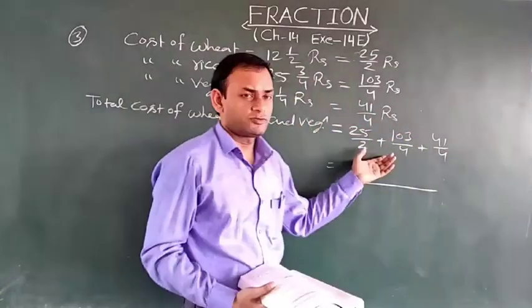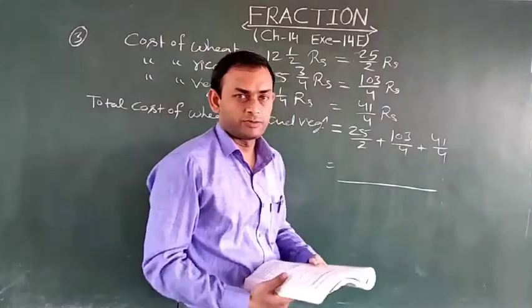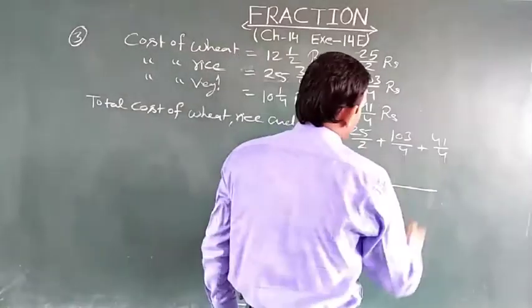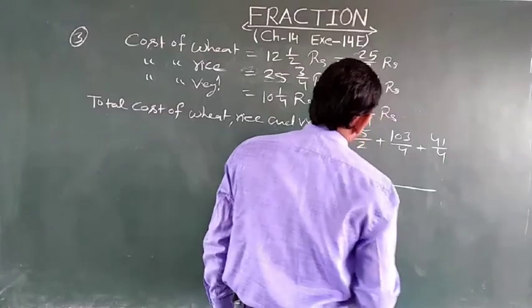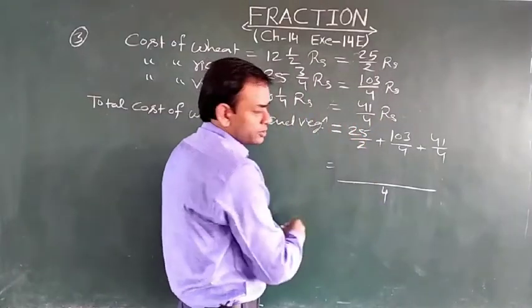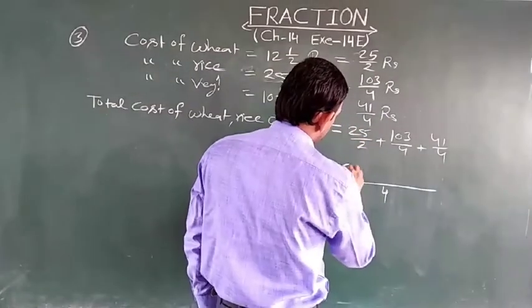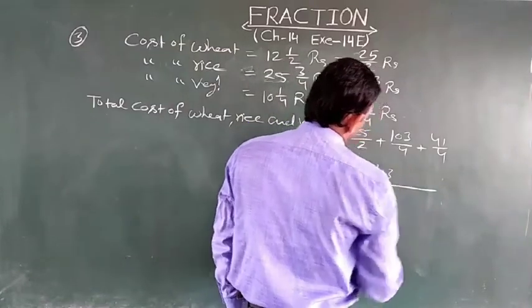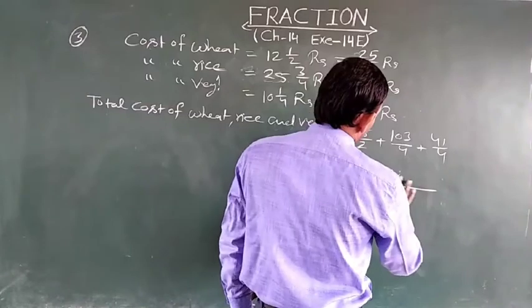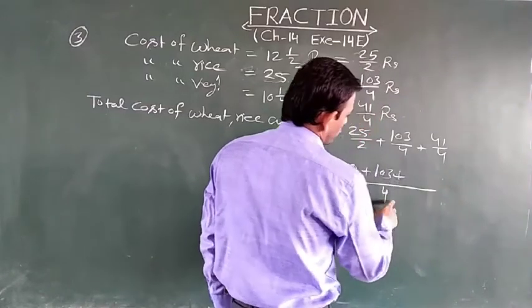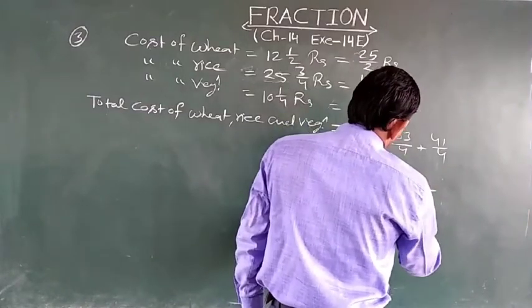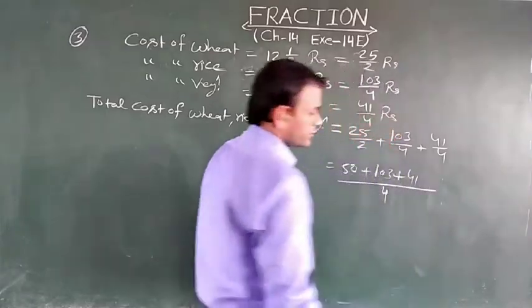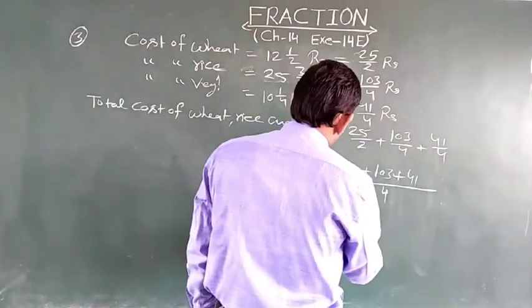Now this is the addition of the fractions, so we will take the LCM of the denominators 2, 4 and 4. The LCM will be 4. 2 into 4 and 2, 25 into 50. Plus 4 into 4 and 4, 103. Plus 4 into 4 and 1 into 41. Okay, now we will add it together.